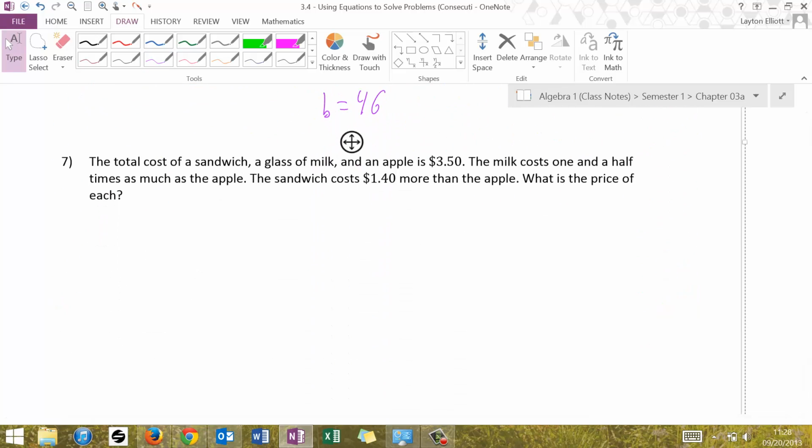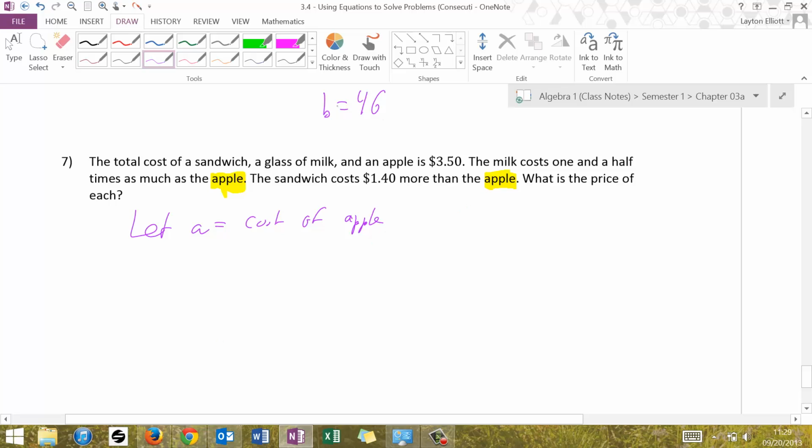One more. Total cost of a sandwich, a glass of milk, and an apple is $3.50, apparently in like 1980. The milk costs 1.5 times as much as the apple. The sandwich costs $1.40 more than the apple. What's the price of each? Look for the one that's common to both. We have apples in both of them. So what I'm going to do is say let A equal the cost of the apple.